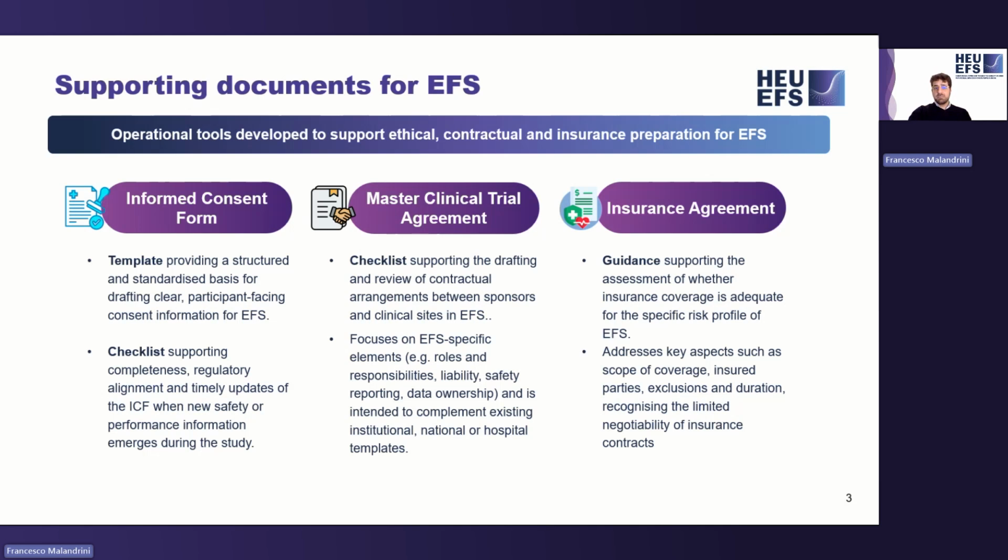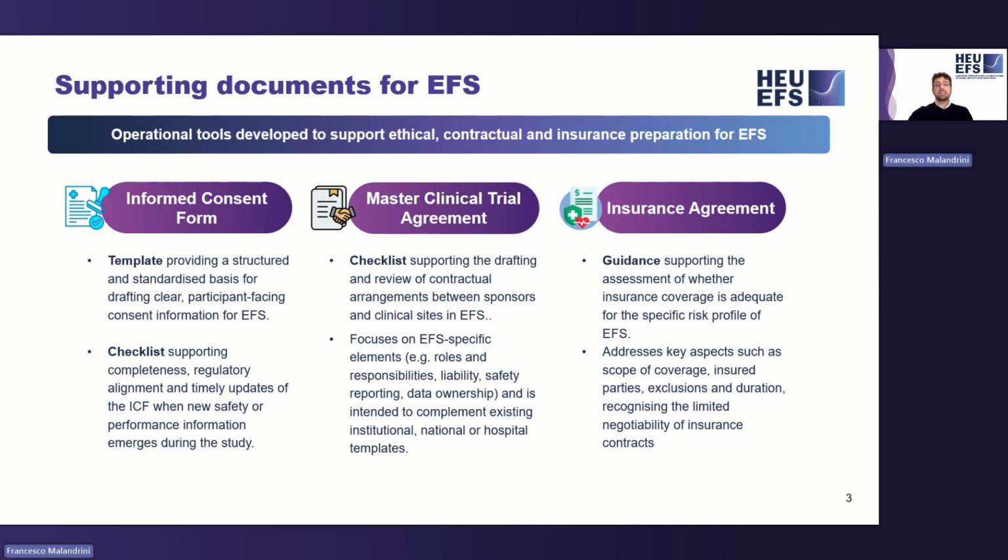to early visibility studies. The ICF checklist, on the other hand, supports internal quality checks by helping sponsors and investigators verify that all mandatory and recommended information elements are included in the consent documentation. In addition, the checklist facilitates updates on informed consent when new safety, performance, or clinically relevant information becomes available during the study, ensuring that participants remain adequately informed over time.